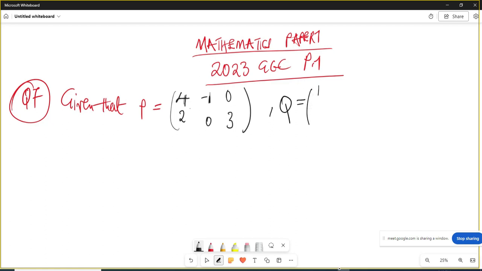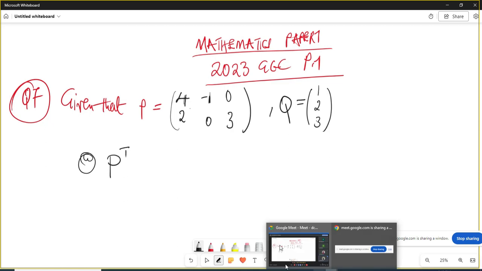Then we have been given Q to be 1, 2, and 3, like that. Okay. So the first question is, we need to find P raised to power T.